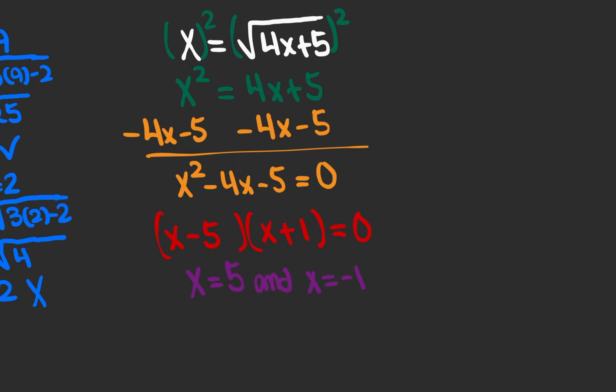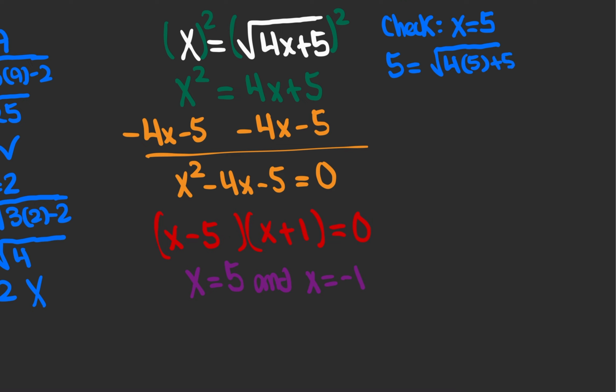From there, we do our check on the upper right-hand corner. So we have our check for x equals 5. So we have what? 5 is equal to the square root of 4 times 5 plus 5. On the left-hand side, 5 will remain the same. On the right-hand side, we have 4 times 5. That gives us 20. 20 plus 5 gives you 25. So we have 5 equals, well, the square root of 25 is going to be 5. So this one checks out.